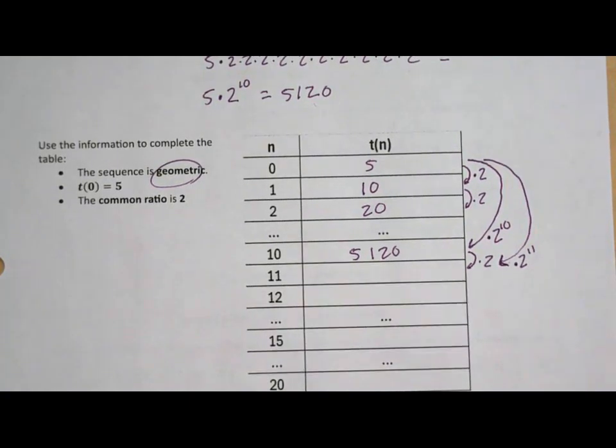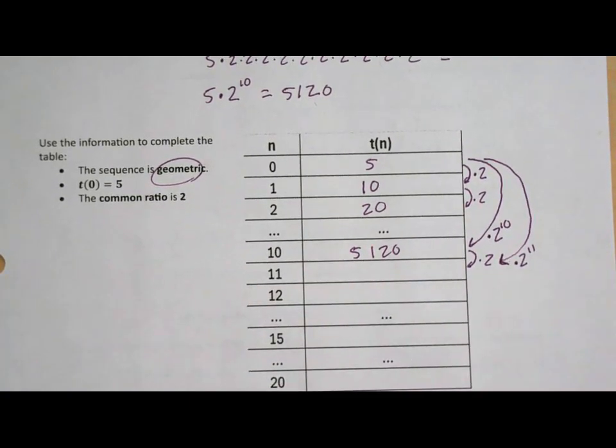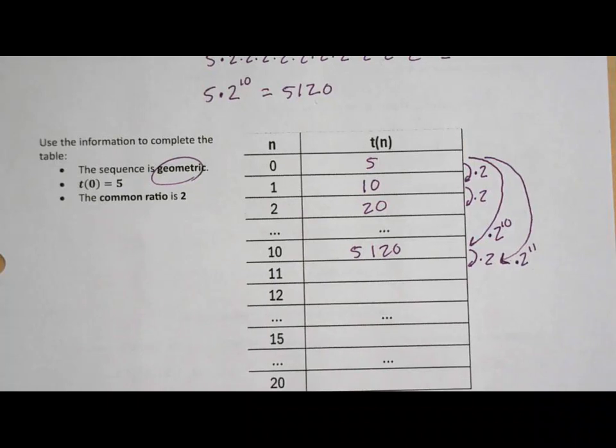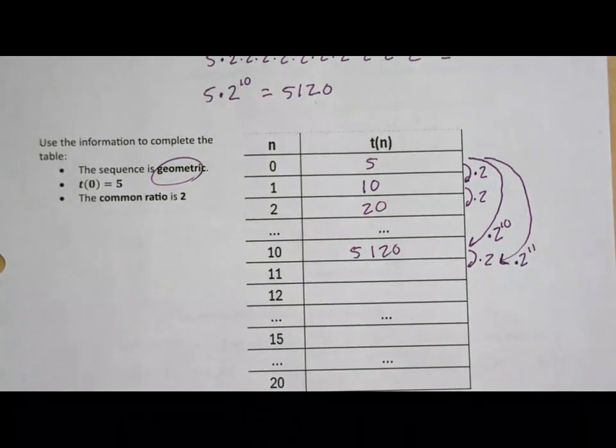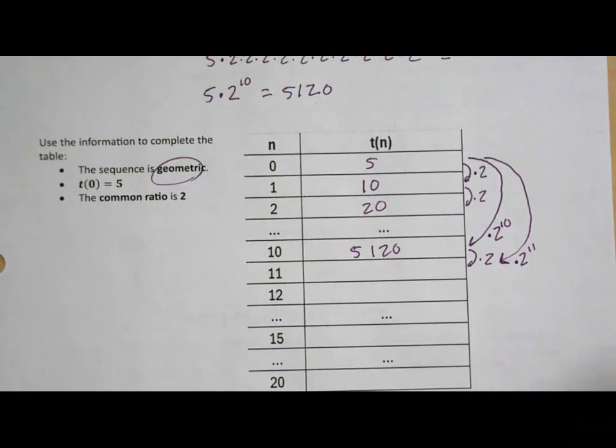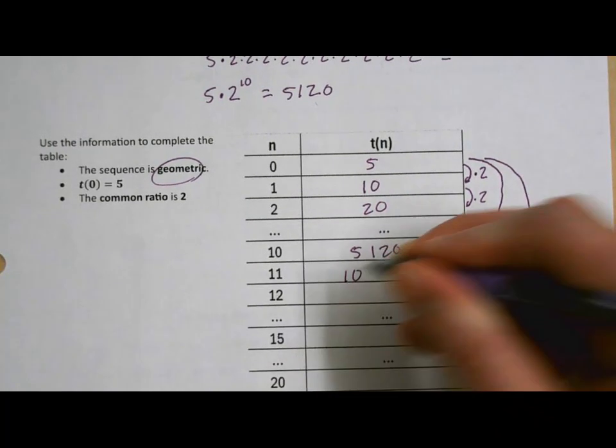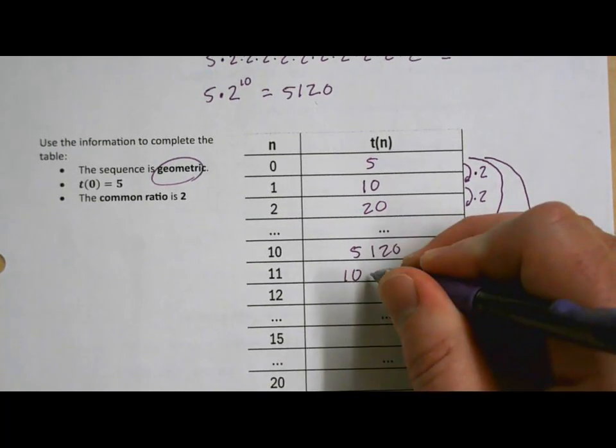Either way, you are going to get, someone help me out here. You guys got calculators? Help me out. What do you get for the 11th term? Someone read me some digits. 10, and then 240.